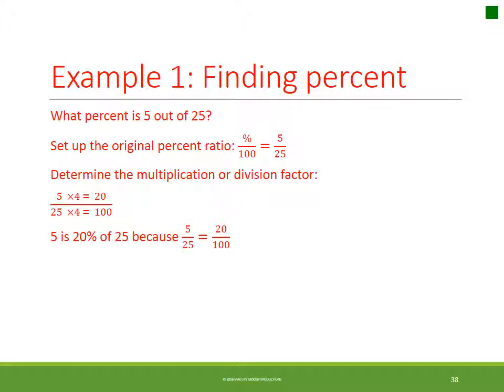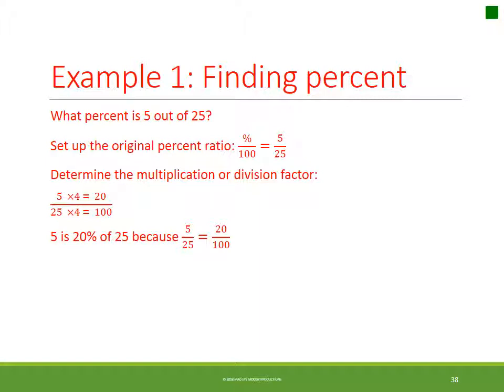So let's use equivalent ratios to calculate percent. What percent is 5 out of 25? First, like always, set up the original ratio. My first quantity is 5, my second quantity is 25. Now there's no units here. We're not doing units yet, but we will use the units in the problem solving section.